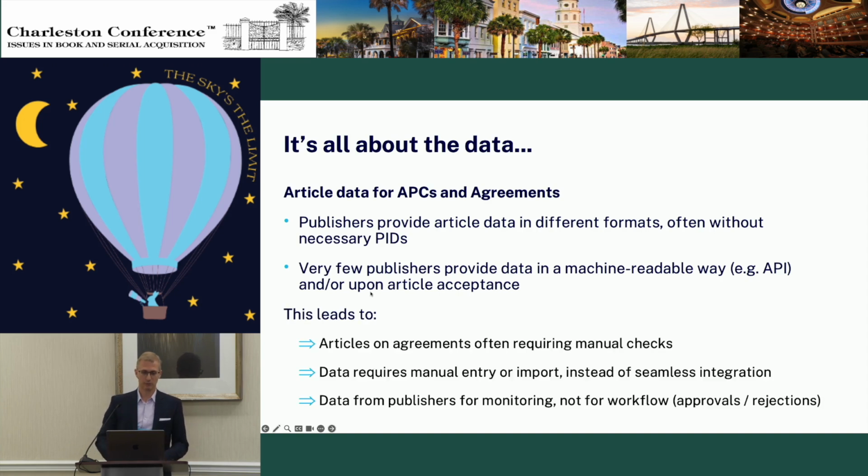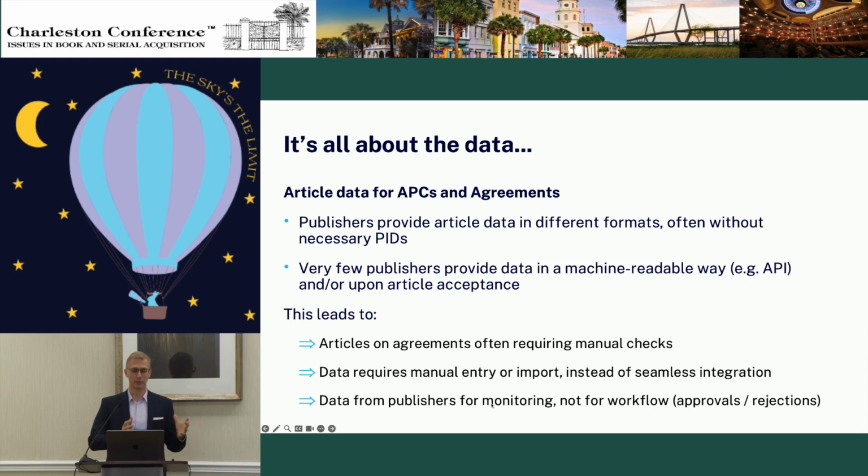So this leads to articles on agreements. They do very often require some kind of manual check. Or data requires manual entry, where there are alternatives sometimes for an import at least. But instead of a seamless integration, which we're aiming for. And data from publishers for monitoring is more okay than for workflow. Right? So if there are no APIs, we cannot send an approval or rejection somewhere.